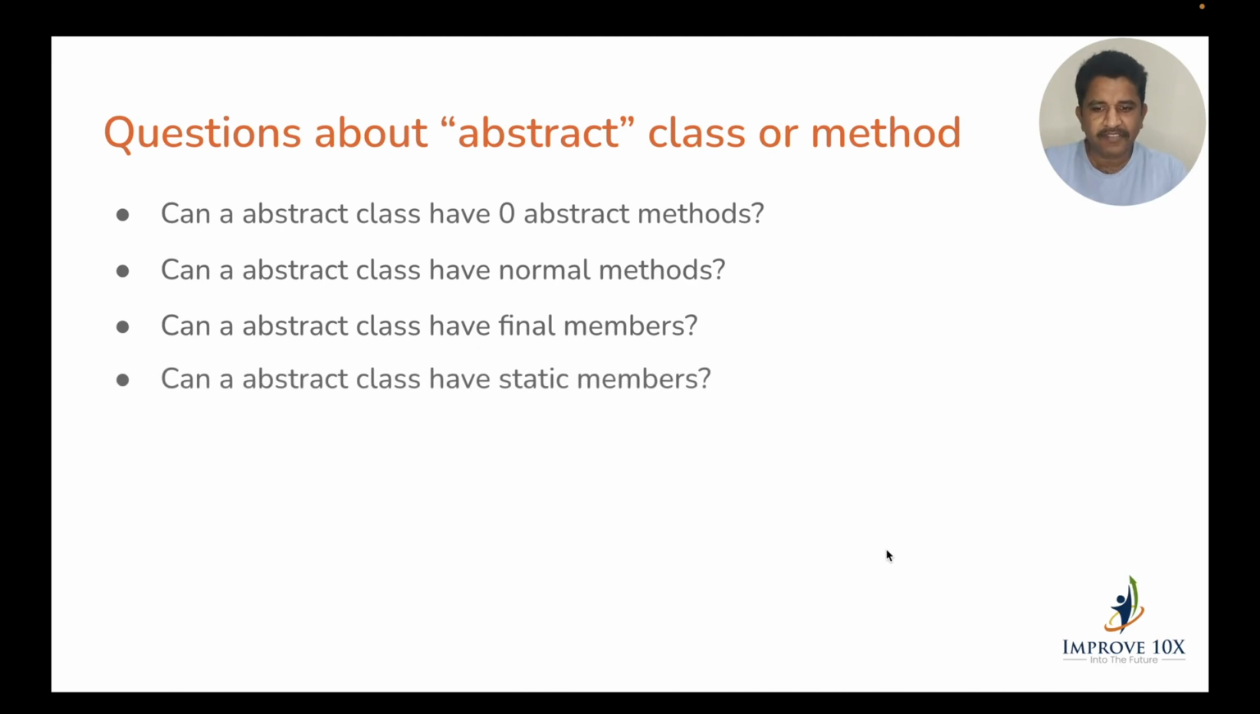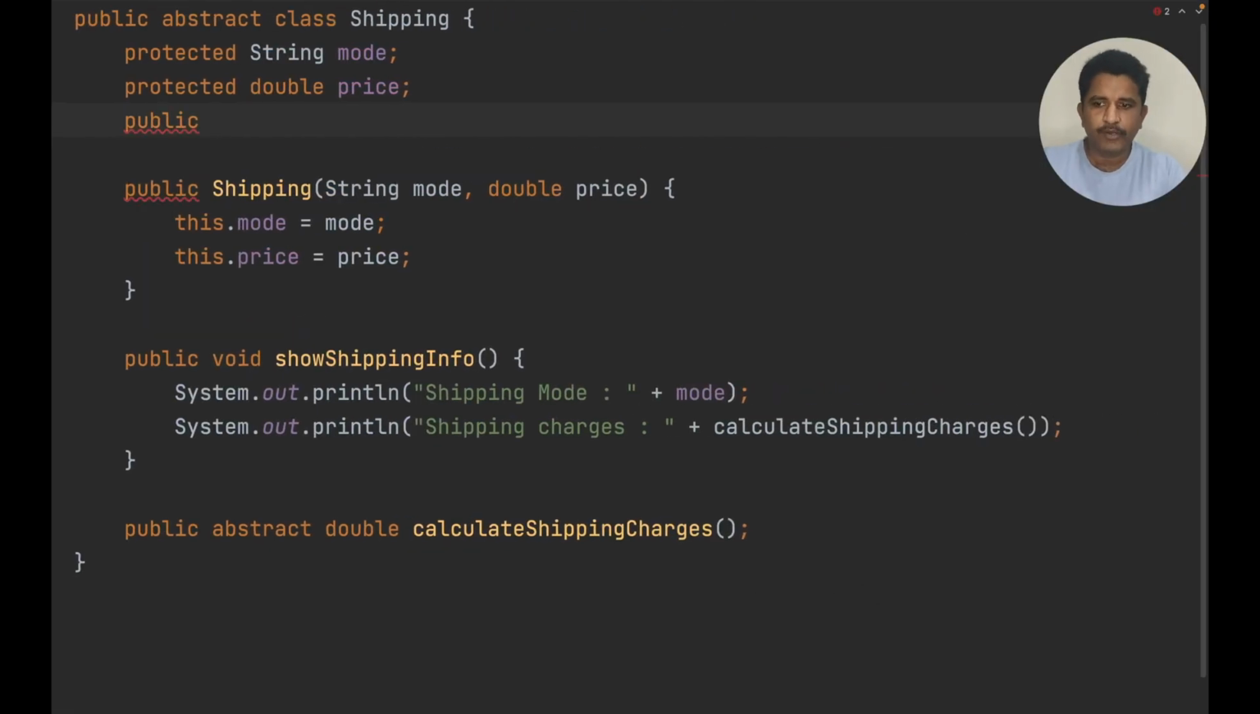Can an abstract class have static members? Let us try to create a static variable. Yes, it is possible and you can access it. Because static members are class variables, they are not instance variables. And since shipping is a class, whether it is abstract or not doesn't matter. You can access it using class name.